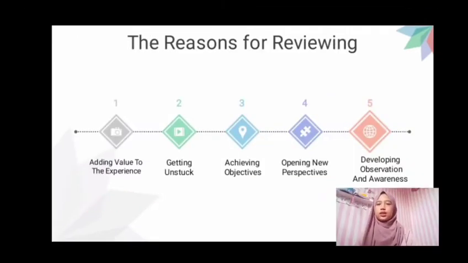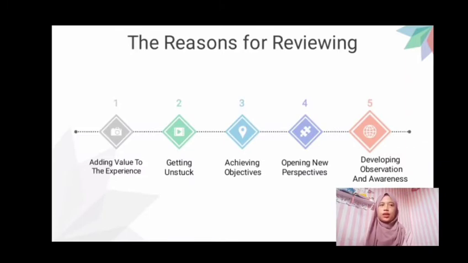Okay, next, it's about the reasons for reviewing. So there are 10 reasons for reviewing. The first reason for reviewing is adding value to the experience. The value gained from experiences depends very much on how experiences are reviewed. And reviewing is an opportunity to add value and meaning to experiences, however small or large, negative or positive they may be.